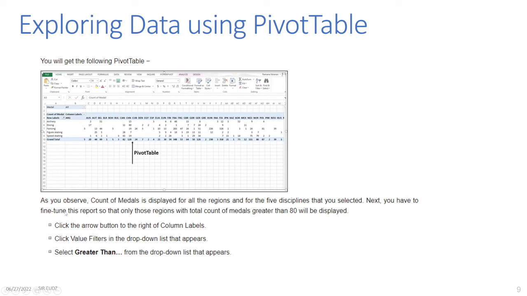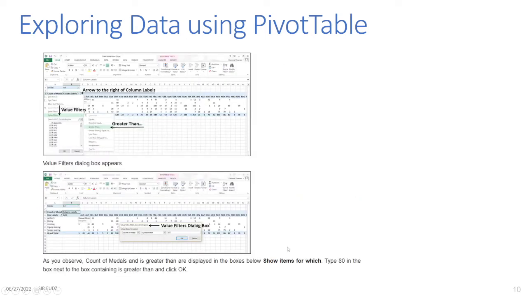Next, you have to fine-tune this report so that only those regions with total count of medals greater than 80 will be displayed. So click the arrow button to the right of column labels. So these are the column labels. Then select greater than from the drop-down list that appears. So column labels, click on the arrow. Then the drop down appears.